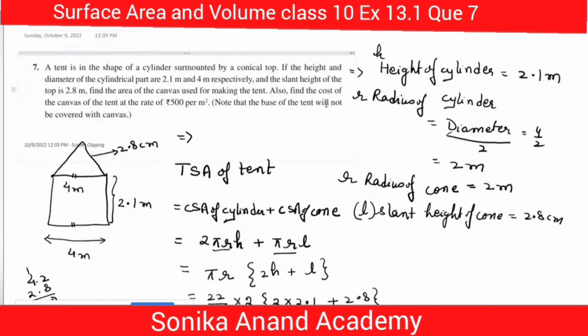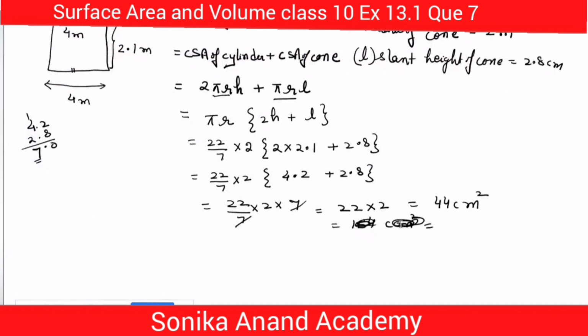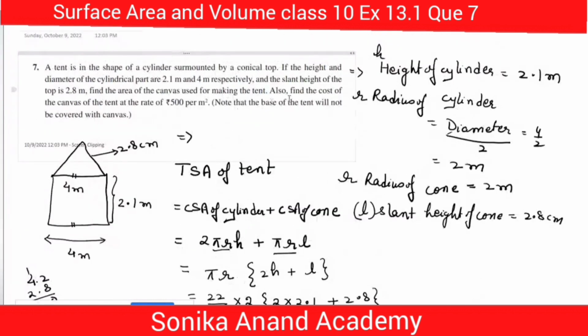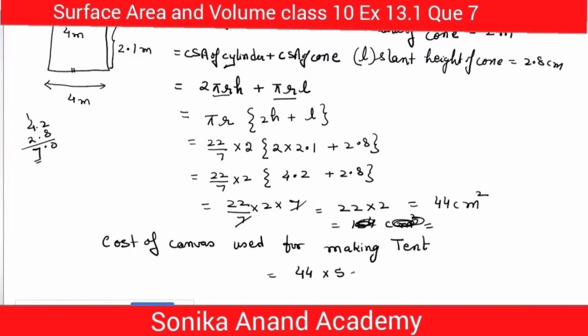Now, also find the cost of canvas of the tent at the rate of rupees 500. So, this is the area of the canvas, which means the cloth we will buy to make this tent, this is its surface area, but how much will this cloth cost us, we have to find the cost of canvas, and 1 meter cloth is costing us 500. So the cost of canvas used for making tent, this surface area we will multiply with the cost. 44 into 500, which is equal to 22000.